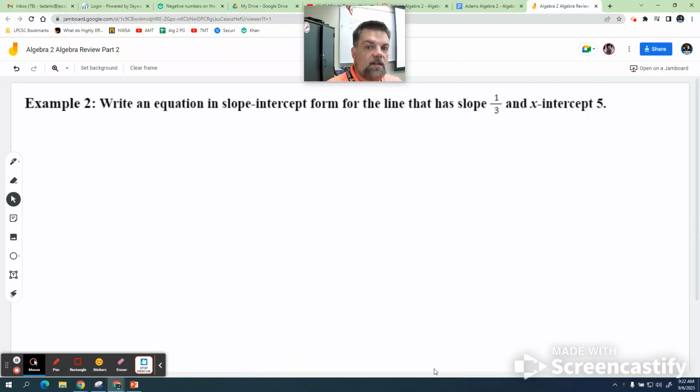All right, so now we have another example, and it says write an equation in slope-intercept form. What is slope-intercept form? Can somebody tell me real quick? Y equals mx plus b. Yep, very good. Y equals mx plus b. So when we're done, we've got to have something that looks like this. Okay?